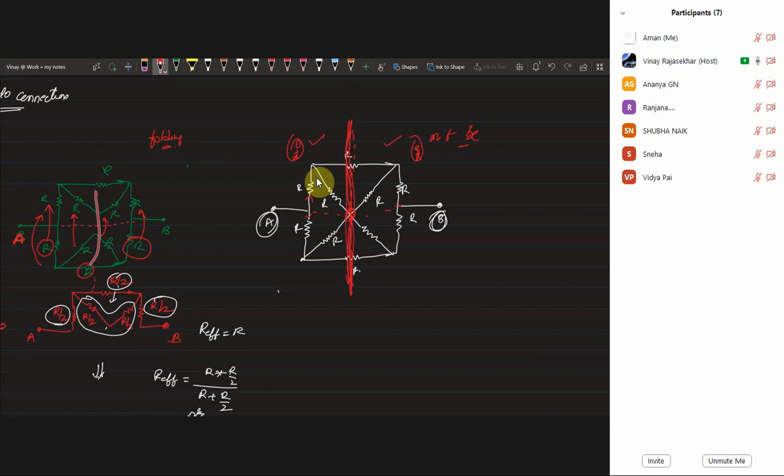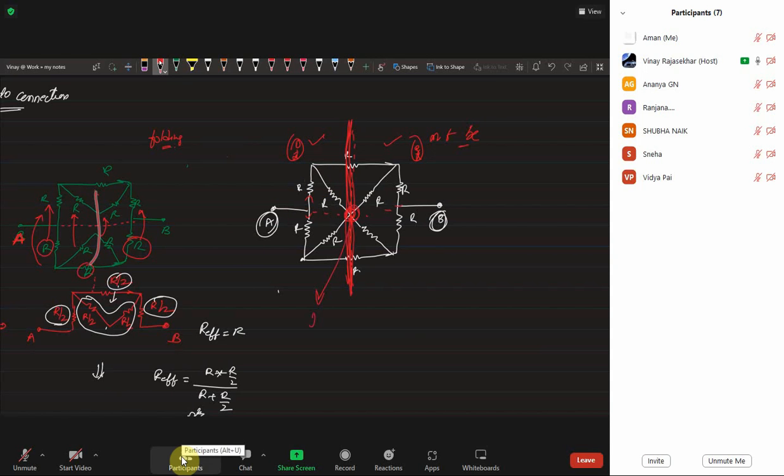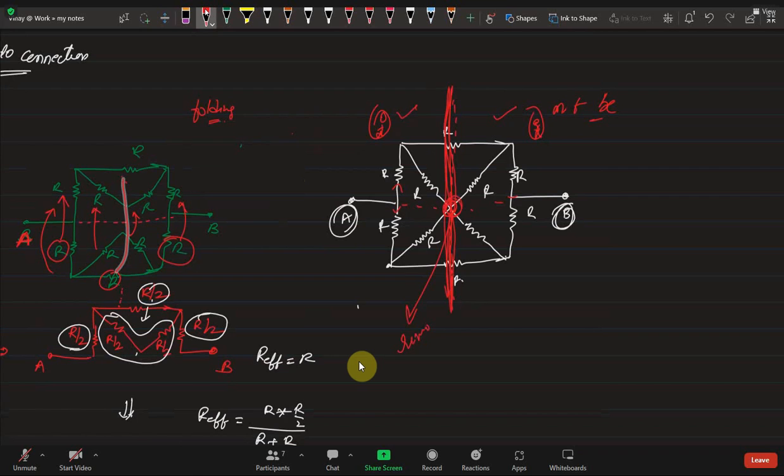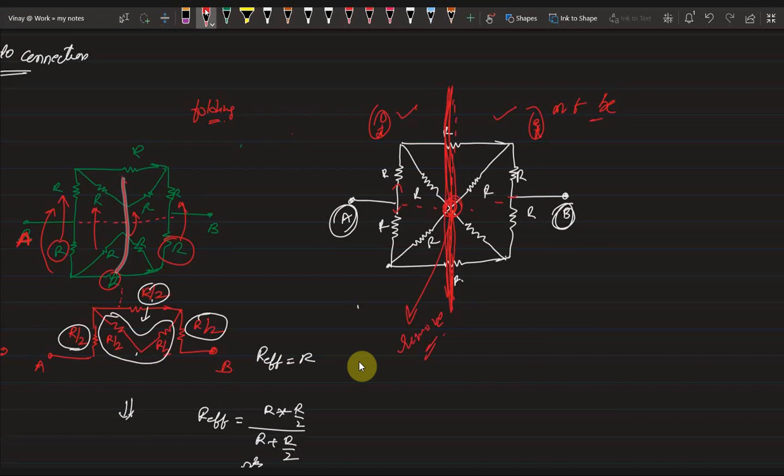Are you clear? So if you keep a mirror perpendicular to A and B, along this mirror, whatever the connections are there, remove the connections. That's it. Here along the mirror, whatever the connections are there, remove the connections. If you remove the connections, again the circuit diagram will modify like this. Did you understand this point now?